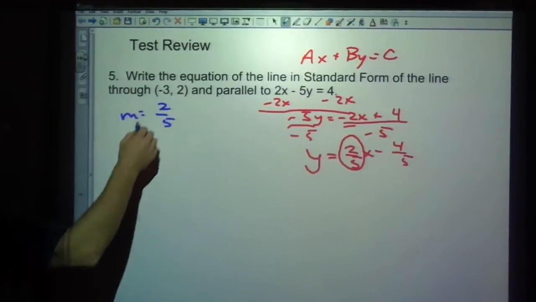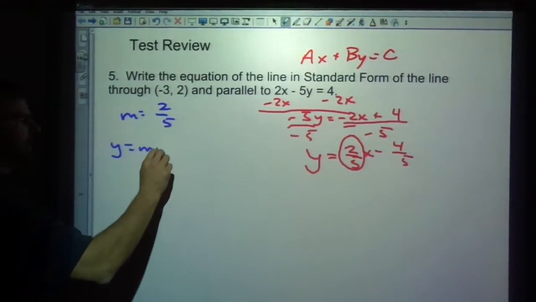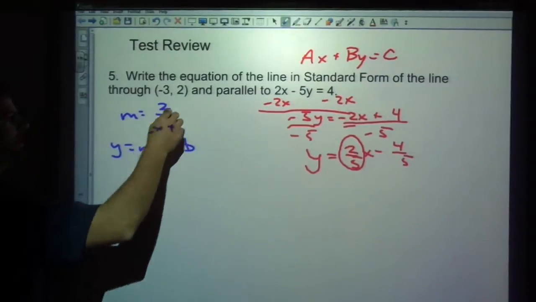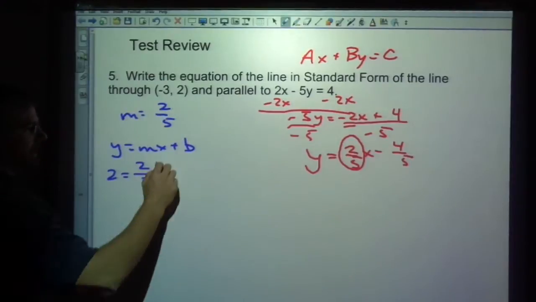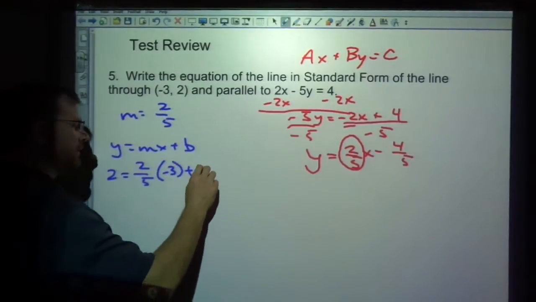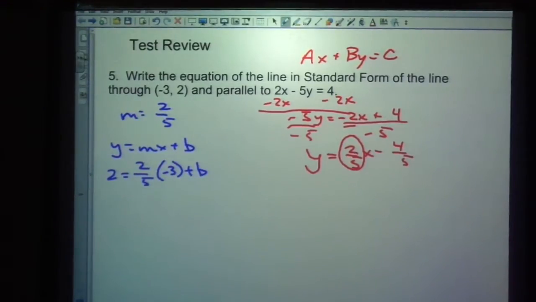So I have an x and a y. So y equals mx plus b. Here's my y. I have an m. I have an x, and now I just need to figure out b.